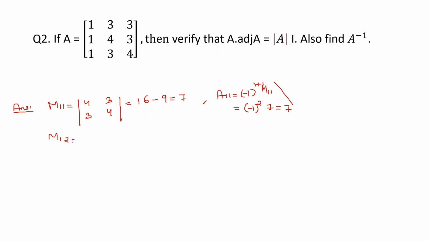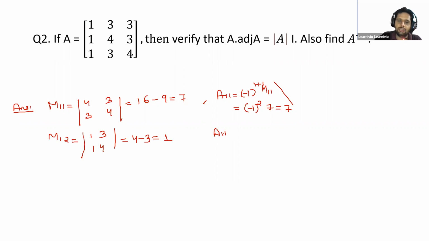Suppose you need to find M12, then first row, second column. So 1, 3, 1, 4. 4 minus 3 is equal to 1. So cofactor will become what? A12 is equal to -1 to the power 1 plus 2 into 1, which is equal to -1. Similarly, please find all the cofactors, then adjoint, then put in this.